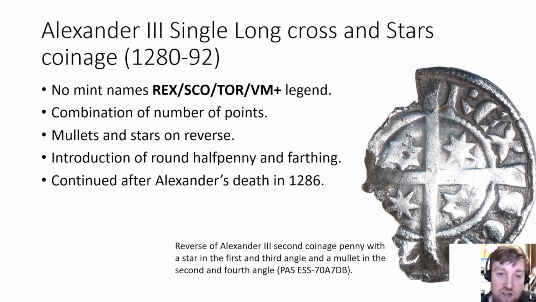Now, in 1280, in Scotland, like in England in 1279, this process of cutting coins into halves and quarters was made illegal, and instead, whole round halfpennies and farthings were produced at the mints alongside the pennies. These single cross coins in Alexander's name continued after his death in 1286, and they probably continued right up until 1292, when John Baliol was selected as King of Scots.